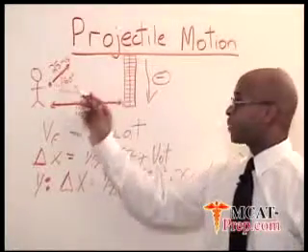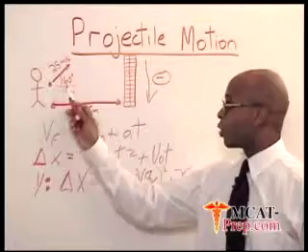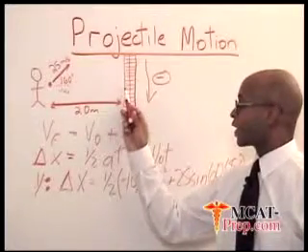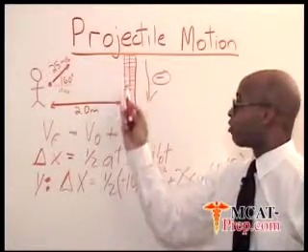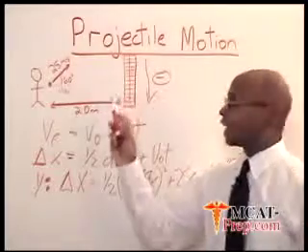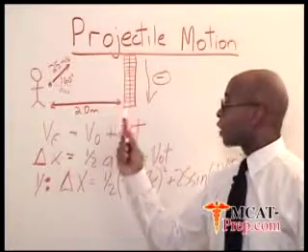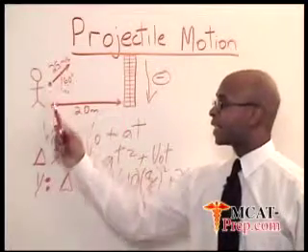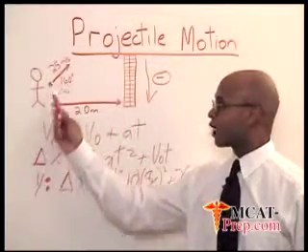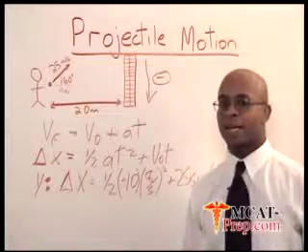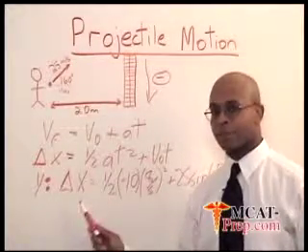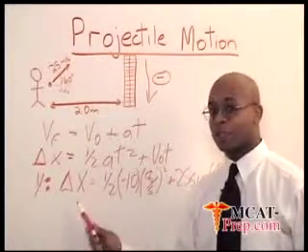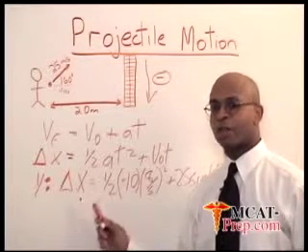Note, it is the displacement, meaning the distance from where the ball left the hand to where the ball would hit the wall. If the question was, where did the ball hit the wall compared to the ground, you would have to add the distance between the ground and where the ball left the person's hand, because this is displacement, the difference between the initial position and the final position of the ball.